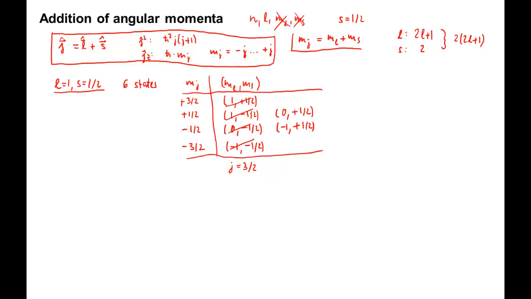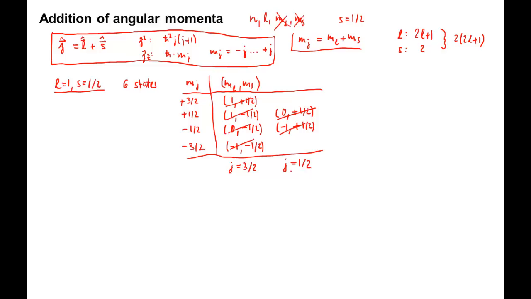The highest remaining mj is plus 1/2. So there must be a j equals 1/2. For j equals 1/2, the possible mj values are plus 1/2 and negative 1/2. So we take those two out from the table as well. Now there are no more states left. We're done. Overall, we found that the 6 states with L equals 1 and S equals 1/2 lead to a set of 4 states with J equals 3/2 and a set of 2 states with J equals 1/2.